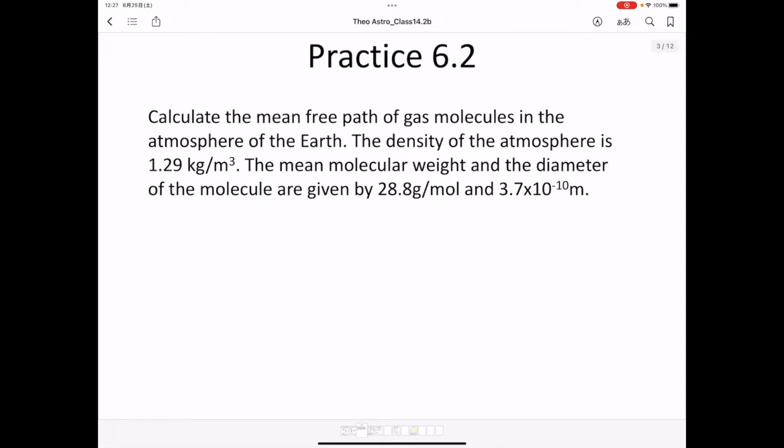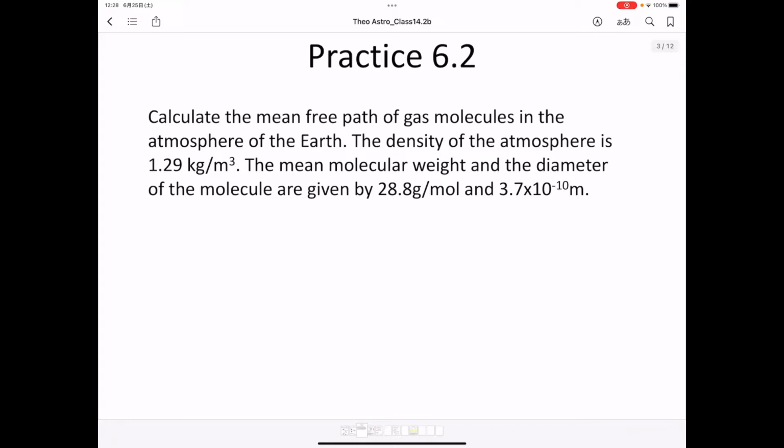Calculate the mean free path of gas molecules in the atmosphere of the Earth. The density of the atmosphere is 1.29 kilogram per cubic meter. The mean molecular weight and the diameter of the molecule are given by 28.8 gram per mole and 3.7 times 10 to the minus 10 meters.